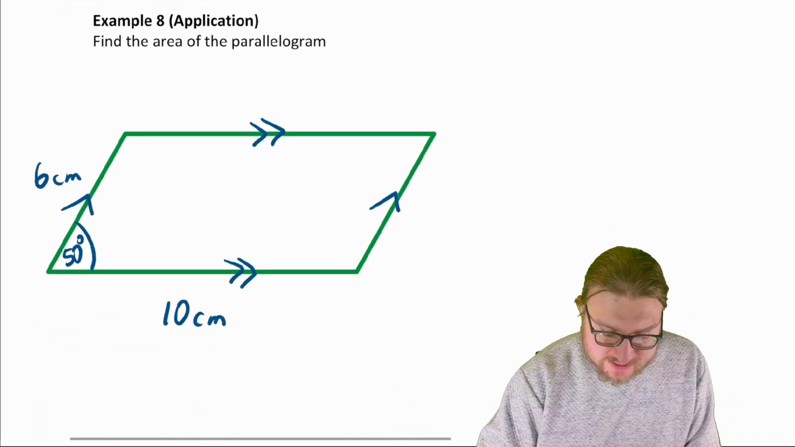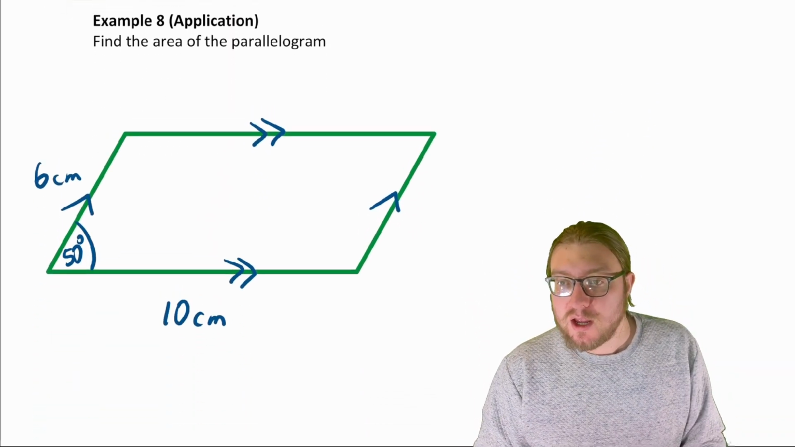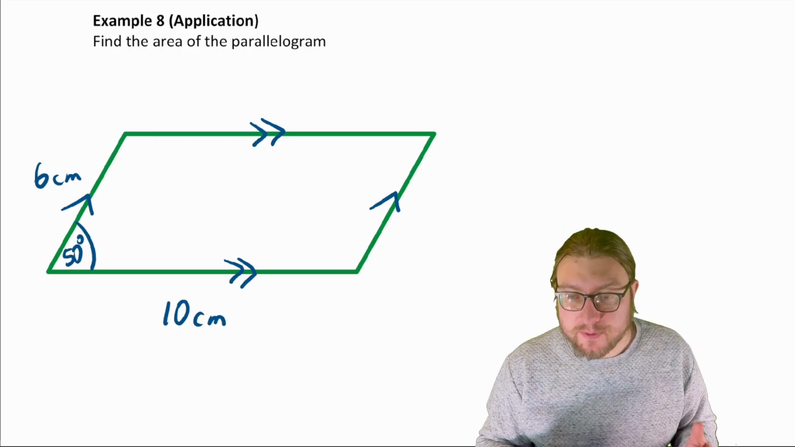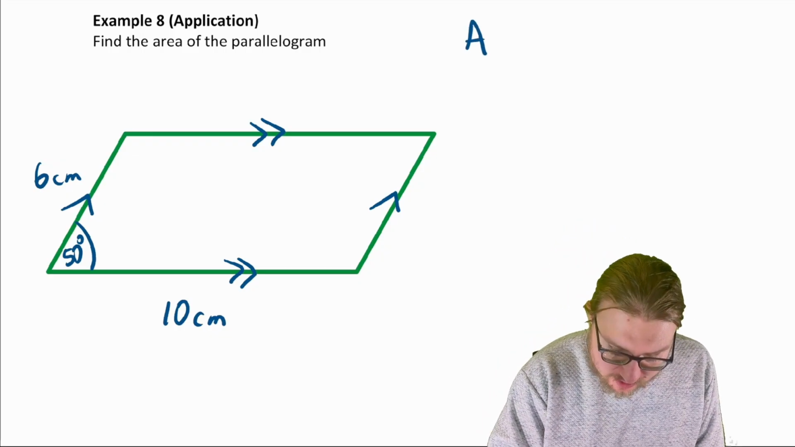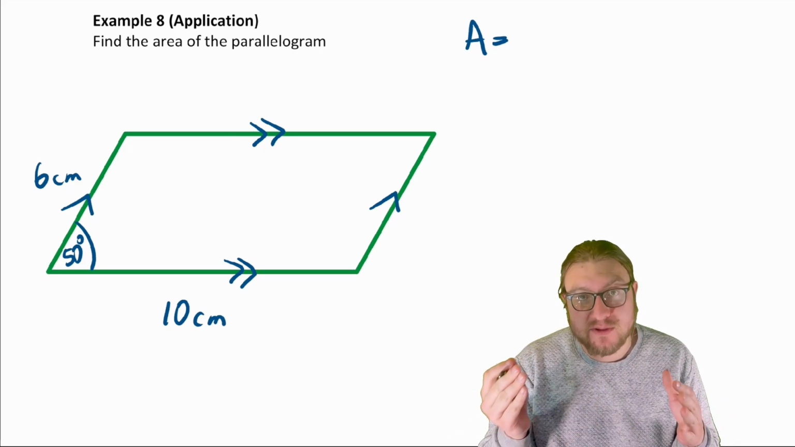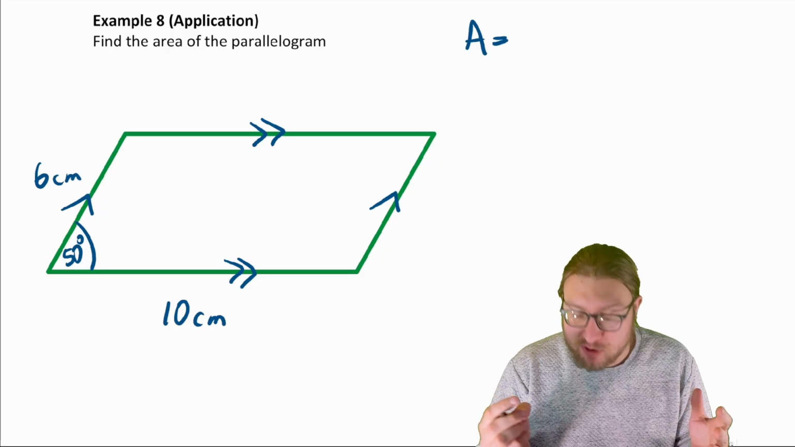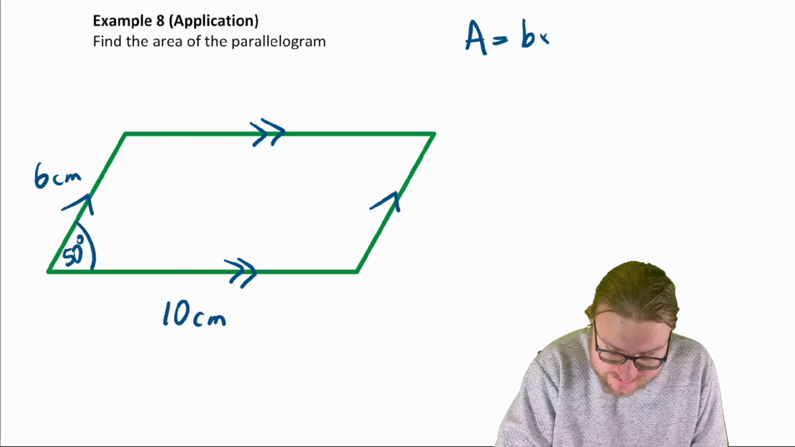Let's get to the next example, which is finding the area of this parallelogram. Well, if we remember, in order to find an area, we need to figure out what shape we have, and then according to the shape, find the correct formula. So in this case, we have a parallelogram, which is going to be base times height.